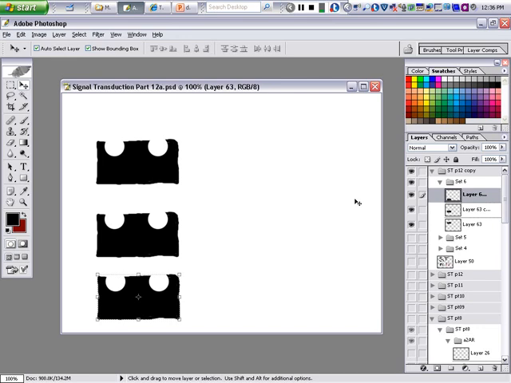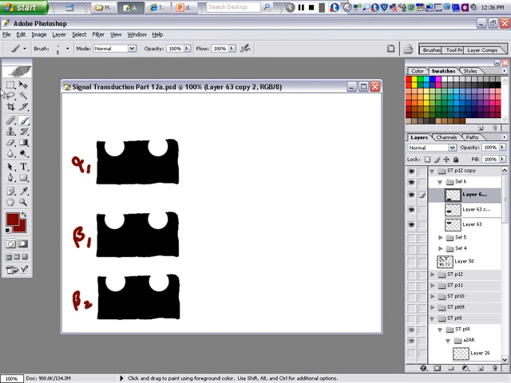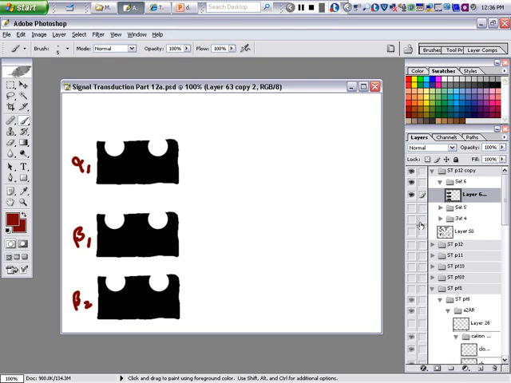This first one, we won't do alpha 2. We'll do the alpha 1 receptor, the beta 1 receptor, and the beta 2 receptor. Now, how do they differ? I'm going to just put all these on the same level.